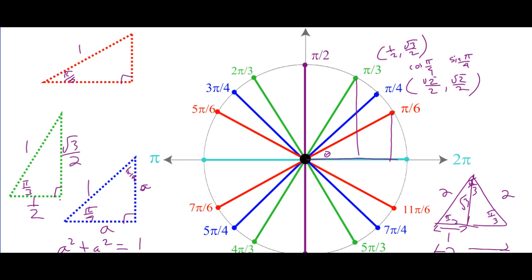Now, since the radius is 1, and we know that sine is y over r, we just forget about r. R is 1, so sine theta is just y. That's the sine of pi over 3, and that's the cos of pi over 3.